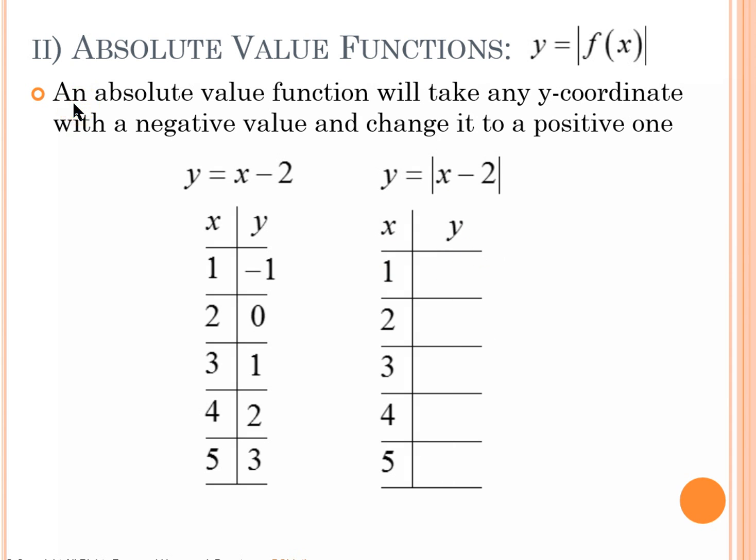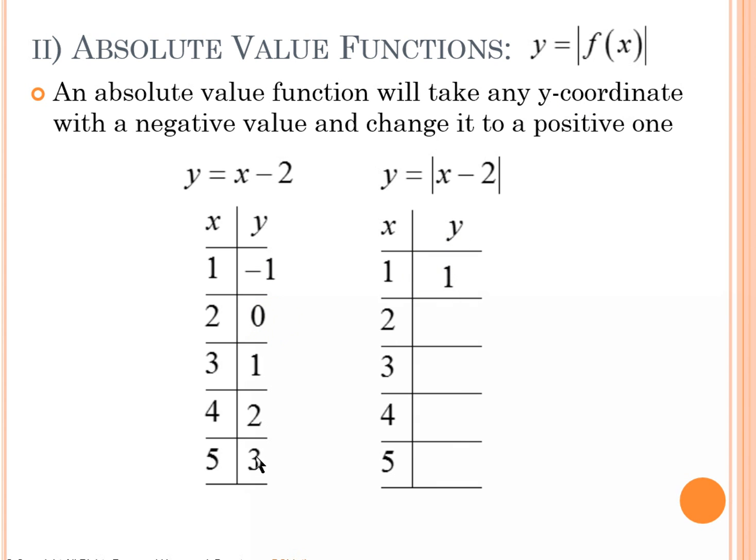Or you could use this new rule. An absolute value function will take any y coordinate with a negative value and change it to a positive one. So if I look at my original function here, y equals x minus 2, you'll notice that this coordinate right here is the only coordinate where I have a negative y value. So for the absolute value function, I just take any y coordinate with a negative value and change it to a positive one. So this -1 will become positive 1.